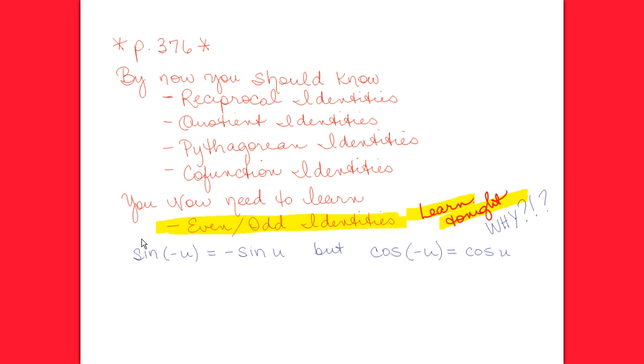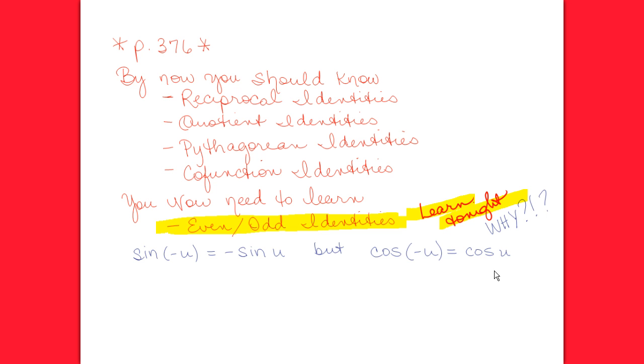The even odd identities are a little strange in that, if you'll notice, for some of them you take the sine of the negative angle and you get a negative of that angle, but on the others it's like cosine of the negative angle and you get a positive of that. So how come some of them are a negative of the trig function and some of them are a positive of the trig function? What causes that?